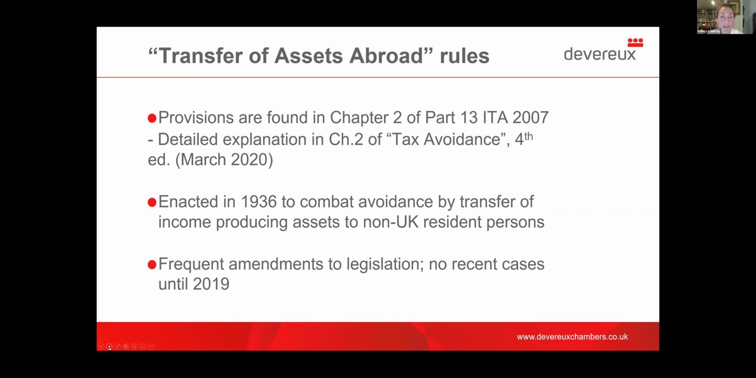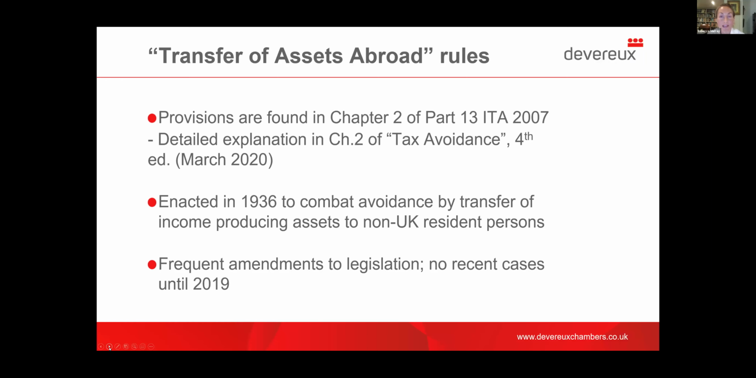So the TAR rules were first enacted in Section 18 of the Finance Act 1936 to combat avoidance which took advantage of a fundamental rule of UK taxation, which is that a non-resident person is not chargeable to income tax in the UK on foreign source income. So prior to Finance Act 1936, it was relatively easy to avoid income tax by moving the income offshore. And we see that in the early cases.